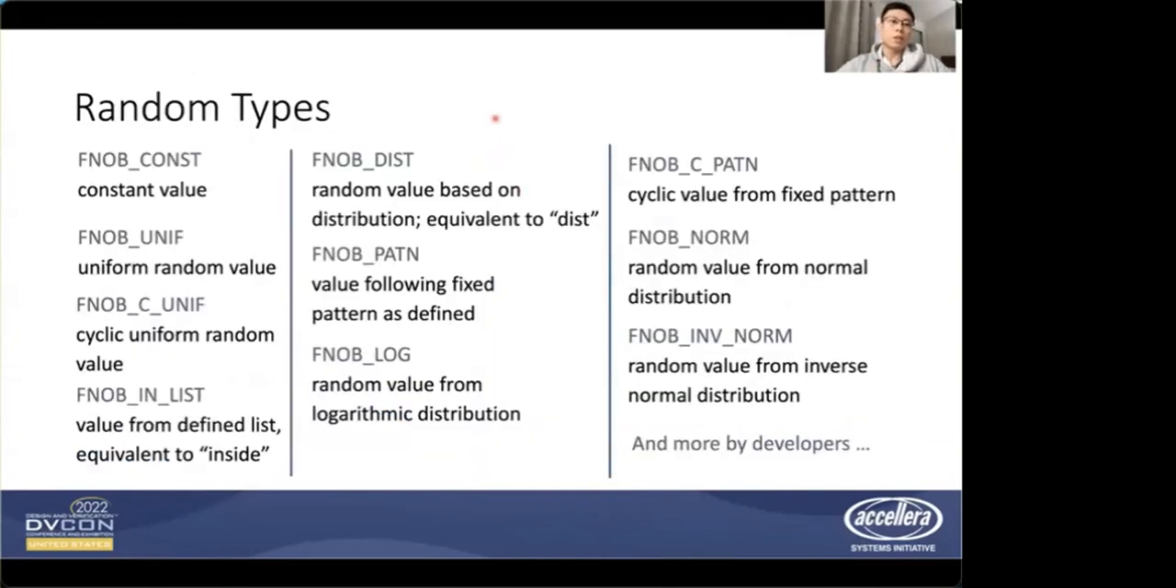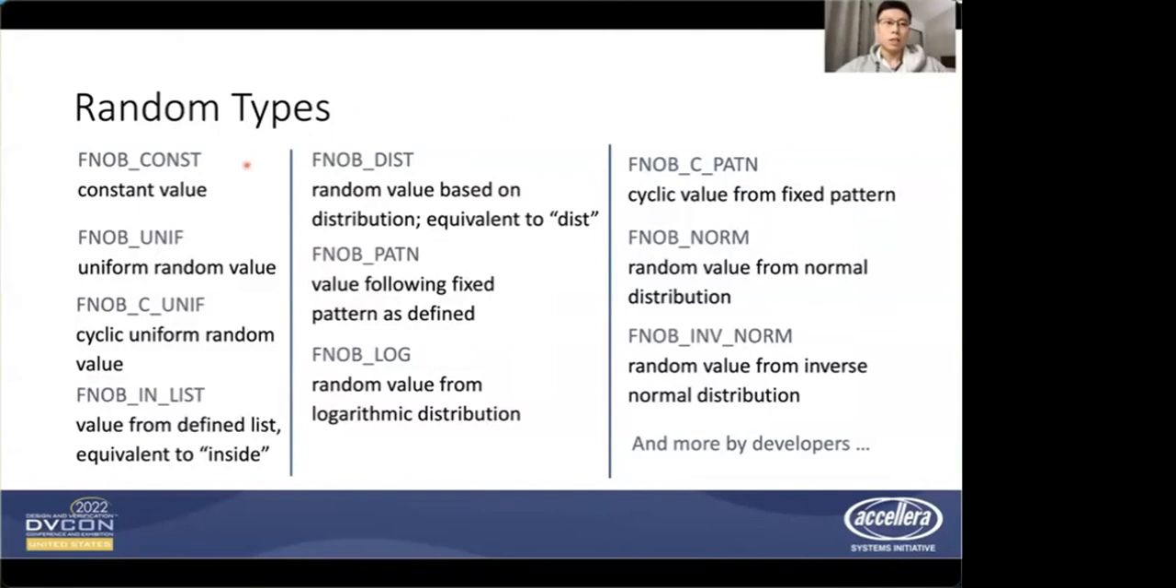So let's take a look. Let's take a quick peek at the types of randoms we support right now. Right now we support a total of 10 different random types, that cover the most frequent usage we see on a day-to-day basis.